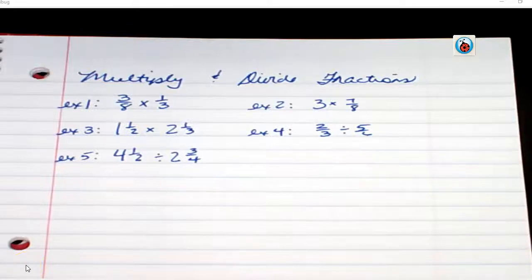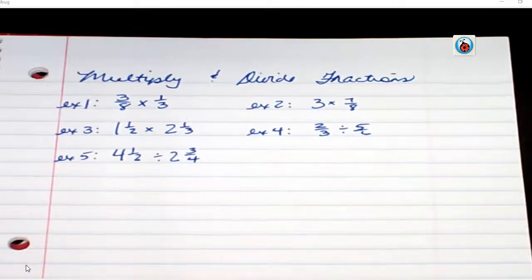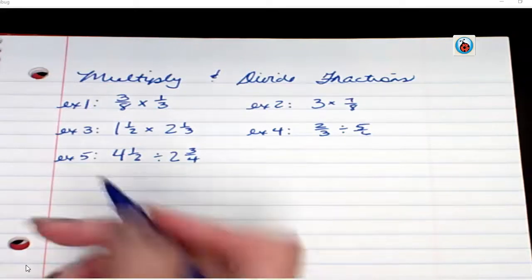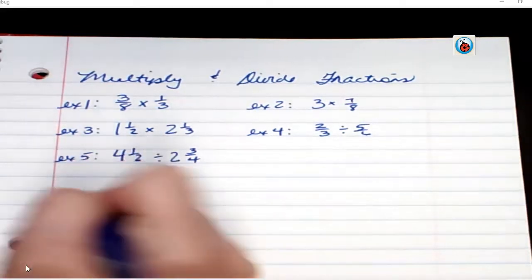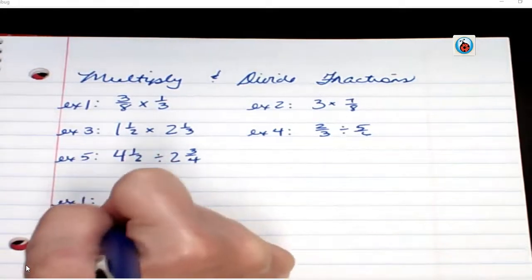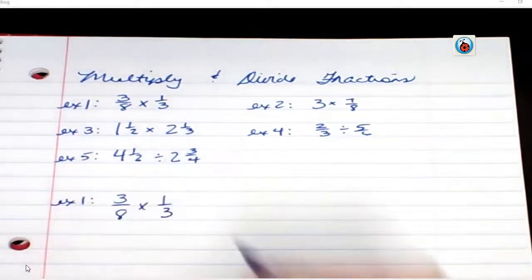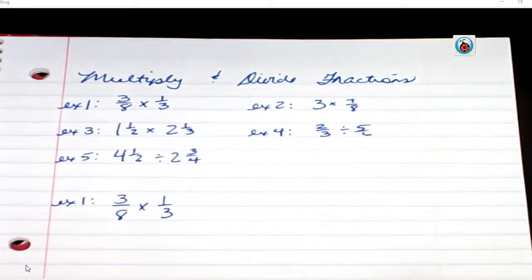Today we're going to talk about being able to multiply and divide fractions. Most of you will find this easier than when we added or subtracted them because they do not require a common denominator. For instance, example 1. We have 3/8 times 1/3.